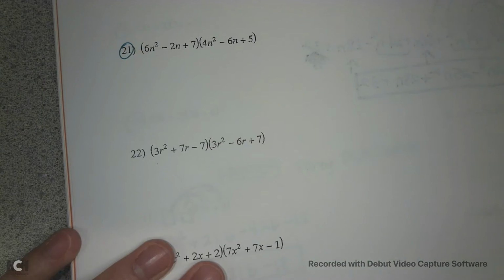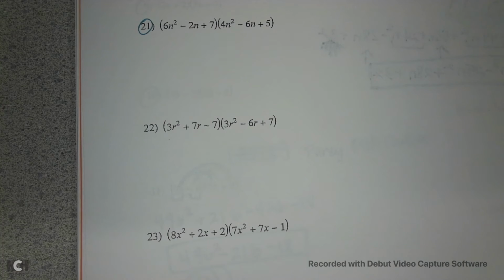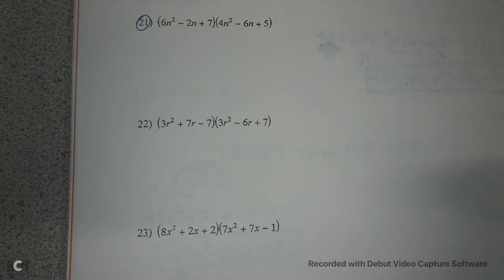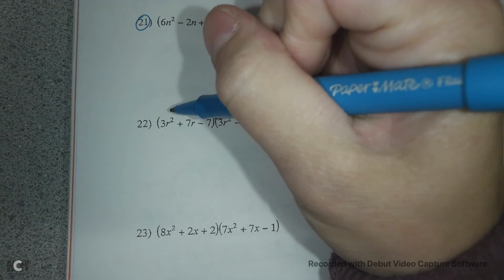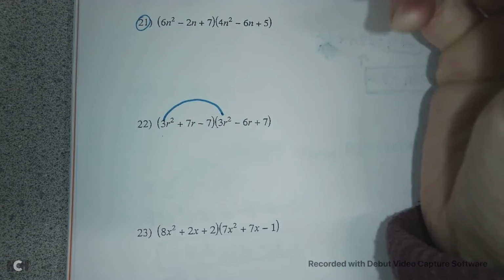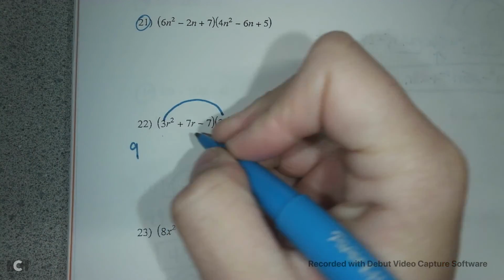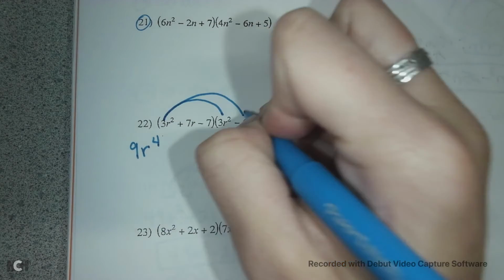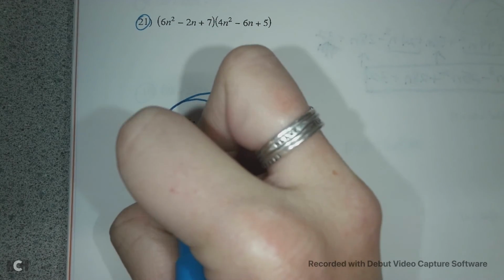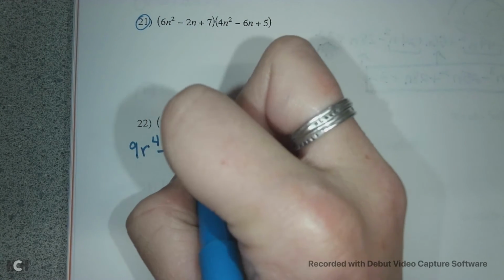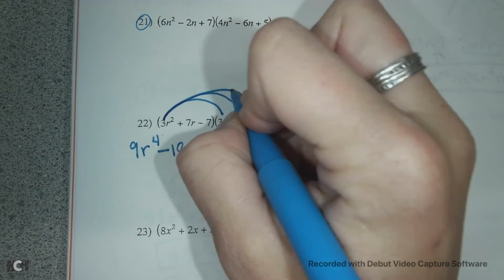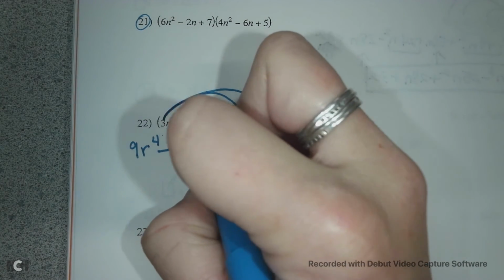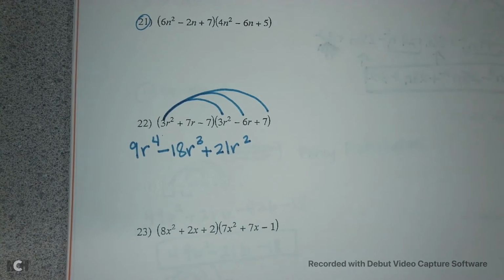All right, is that all? Oh, lastly, we are going to multiply some trinomials together. Again, same process. Okay, so we'll just do 22. 3 times 3, that is 9. r squared and r squared make r to the 4th. 3 times negative 6 is negative 18. r to the 1 and r to the 2 makes r to the 3. And 3 times negative 7 is negative 21 r squared.